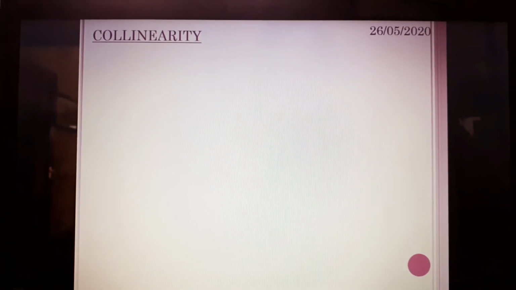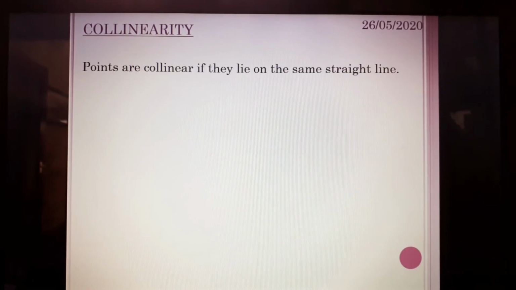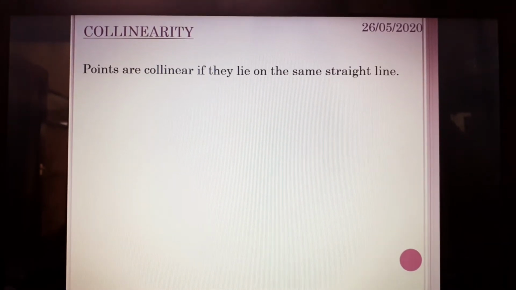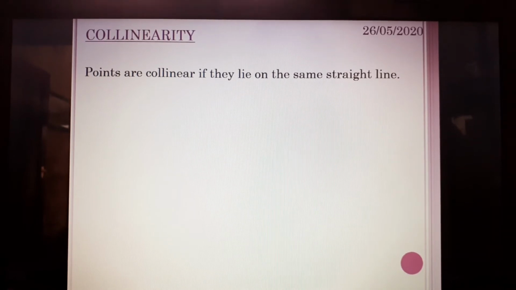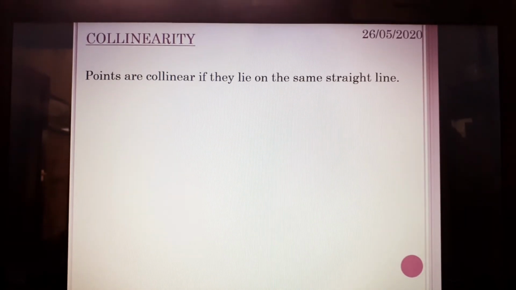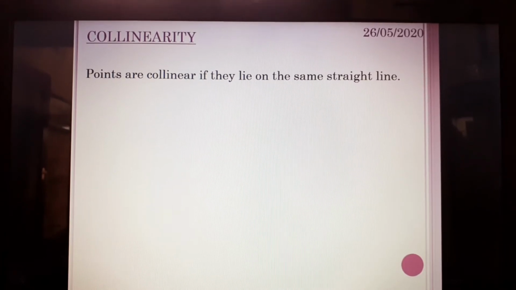Good morning, and today we'll be looking at collinearity. Points are collinear if they lie on the same straight line. Now remember, the points that I'm referring to are coordinates. So coordinates are collinear if they lie on the same straight line.